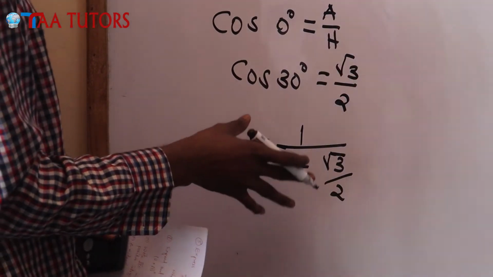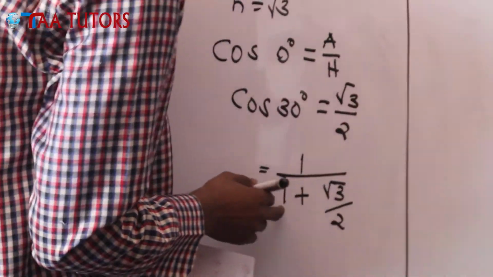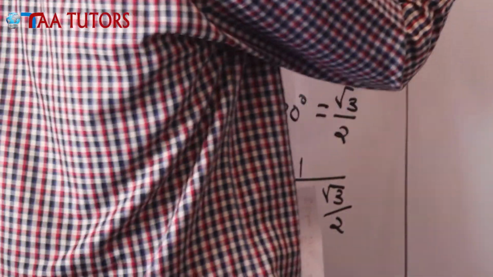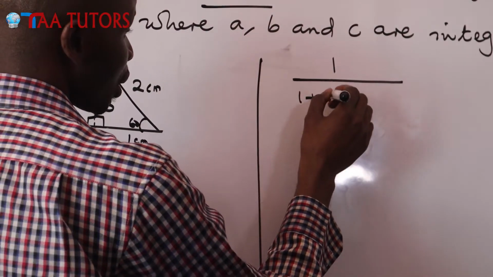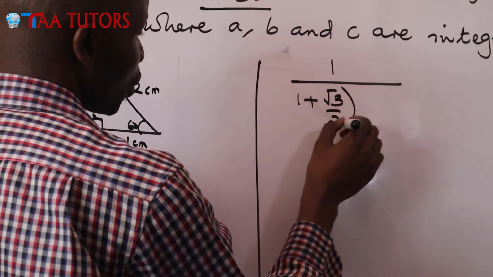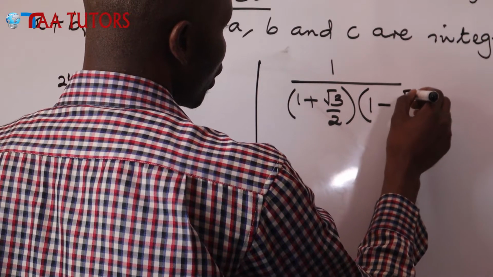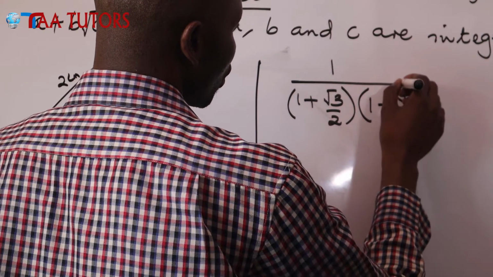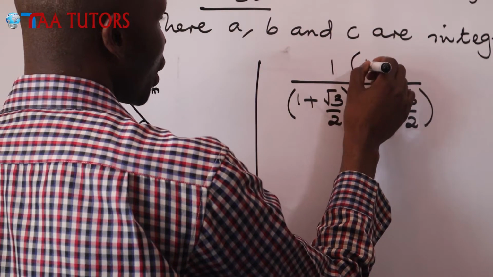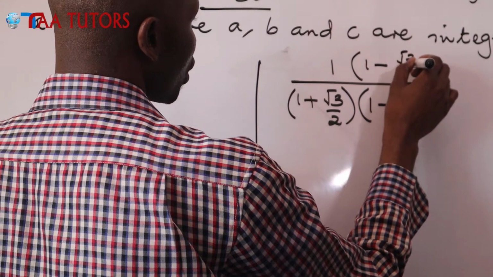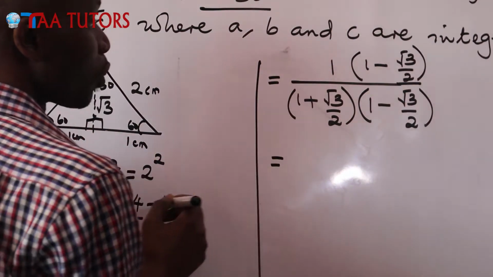So we have our Surd here. As usual, we have to rationalize the denominator. To do that, we look for the conjugate, and the conjugate will be 1 minus Surd 3 over 2. So we say 1 over 1 plus Surd 3 over 2, and we multiply by the conjugate, 1 minus Surd 3 over 2. Whatever we do at the denominator, we do at the numerator. Once we have this, viewers, we continue to open the bracket.